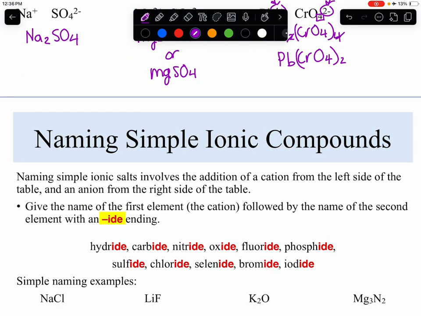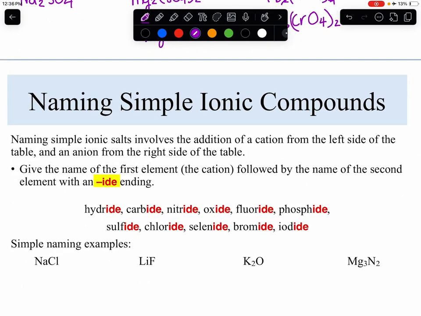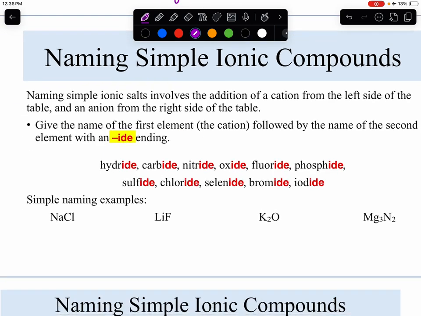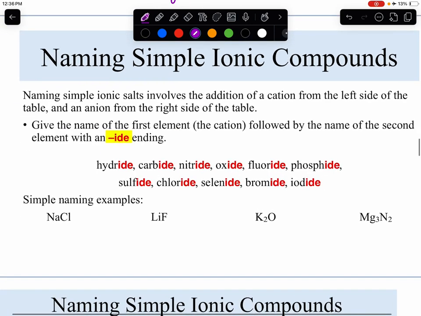Now we're going to learn how to name simple ionic compounds. We just learned how to write the formulas. Now we're going to learn how to name them, which is a little bit more difficult. So you're going to want to make sure you understand that your metal always comes first, which is on the left side of the periodic table. Your non-metal, it comes second. It is on the right side of the periodic table. And we need to realize that we change the ending of the second thing, or the anion, to IDE, like I showed you a couple slides ago. So when we name these, we're going to name the metal. This is sodium.